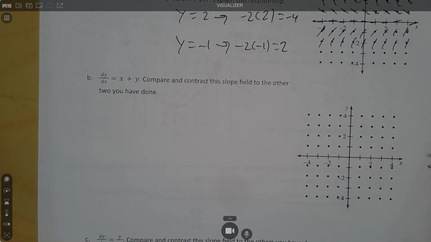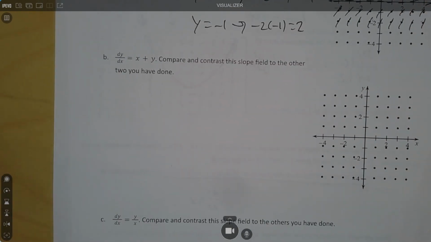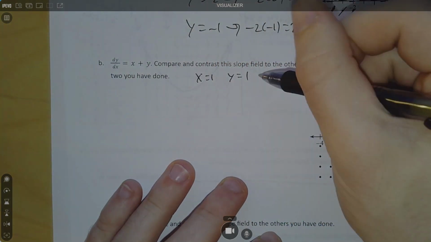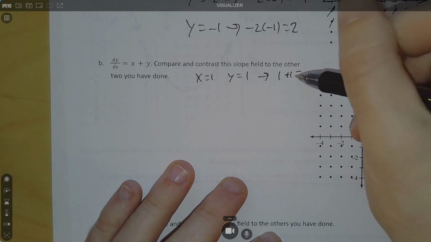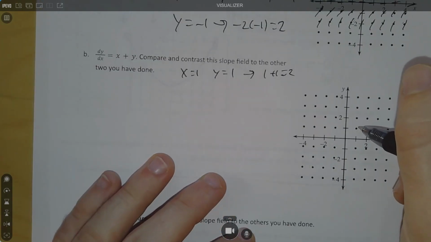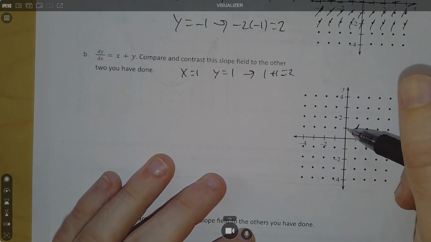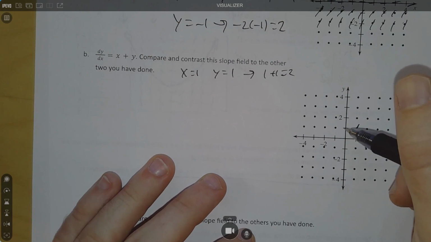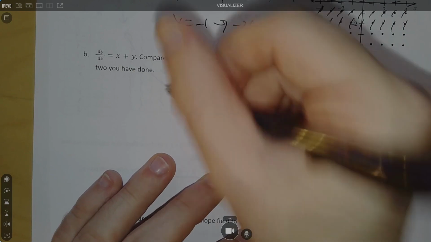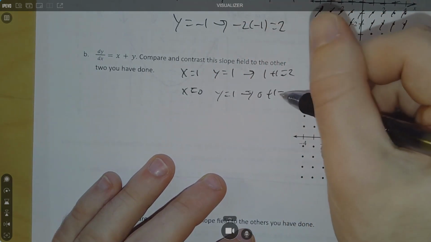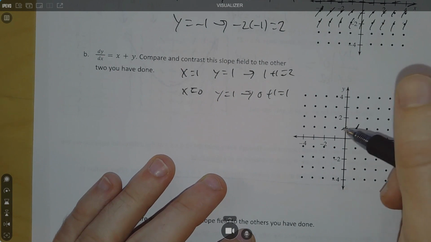Okay, x plus y. This is a little bit more tricky because you have to include both the coordinates. So let's pick one together. For example, 1, 1. X equals 1, y equals 1. That means my slope will be 1 plus 1, which is 2. So my slope here would be 2, roughly like this. Now let's go one backwards. My x value is now 0, so at x equals 0 and y equals 1, my slope is 0 plus 1, which is 1. So the slope here is a little more shallow, something like this.